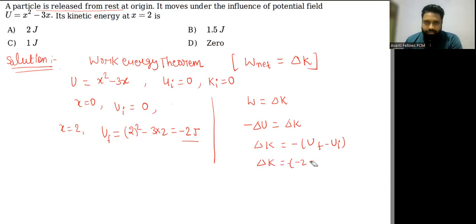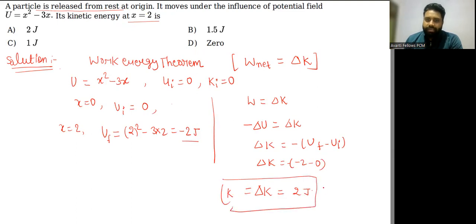Sorry, minus 0, because the initial potential energy is 0. So the change in kinetic energy is 2 joule. We have to find the kinetic energy at x equals 2. At the initial position, the particle is starting from rest, so delta K is the kinetic energy K at x equals 2. The correct option is option E.